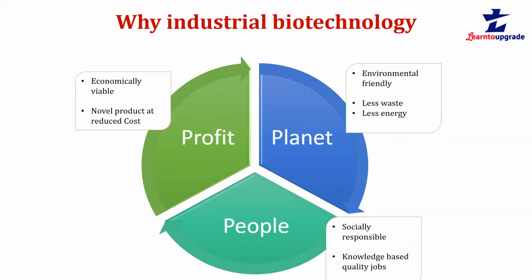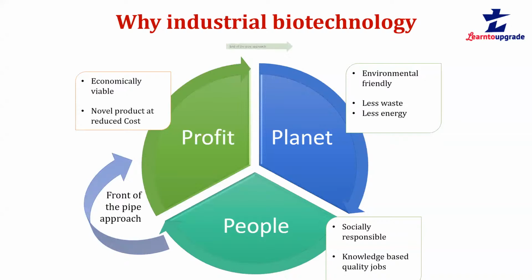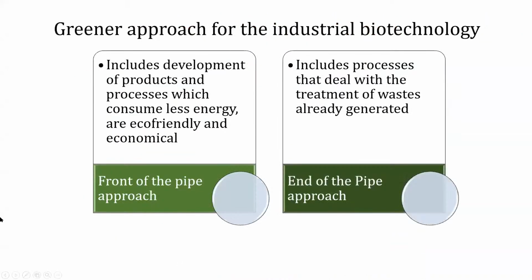So for this you have to go for the front of the pipe approach. There are two greener approaches. One is the front of the pipe approach, and the other is the end of the pipe approach. Let me define what the front of the pipe approach is and what the end of the pipe approach is. The front of the pipe approach includes development of products and processes which consume less energy and are eco-friendly and economical. So this is the first step.